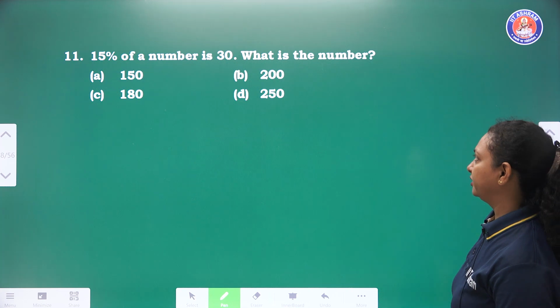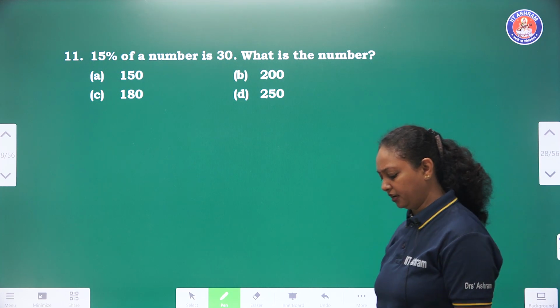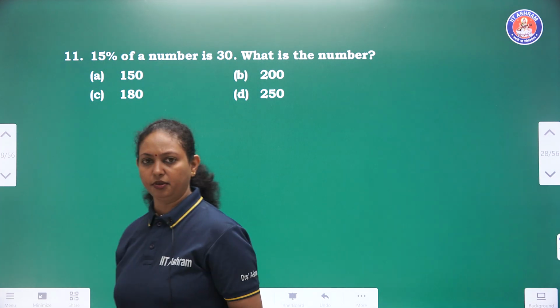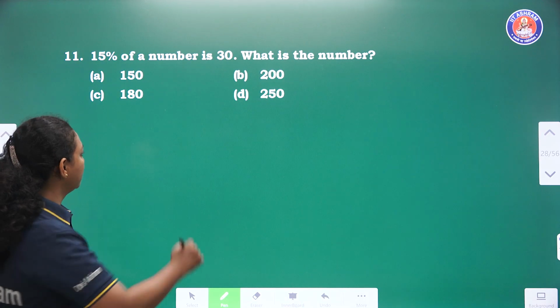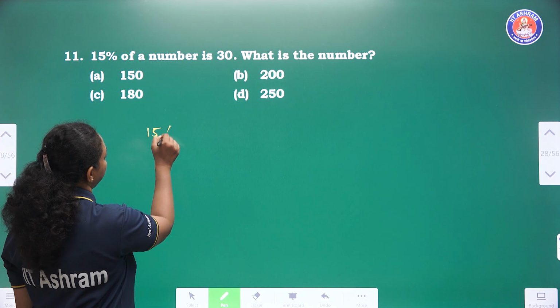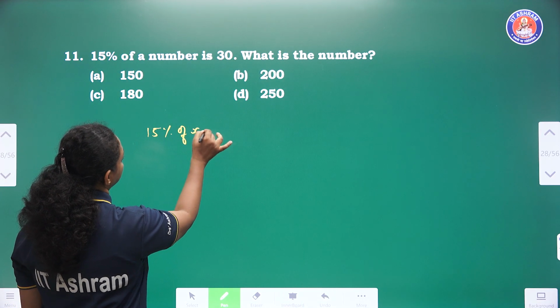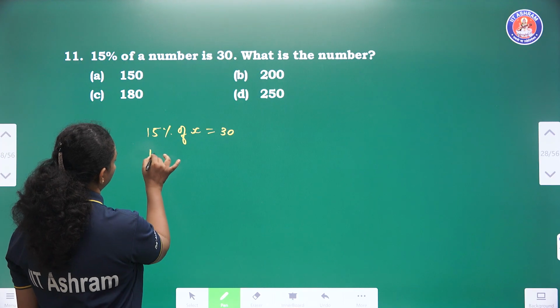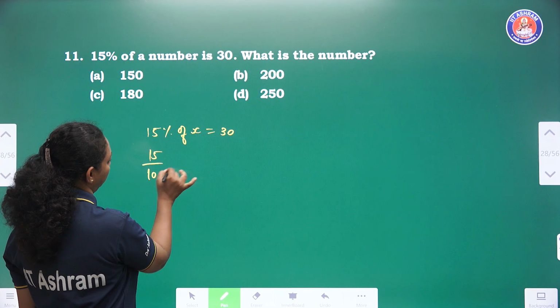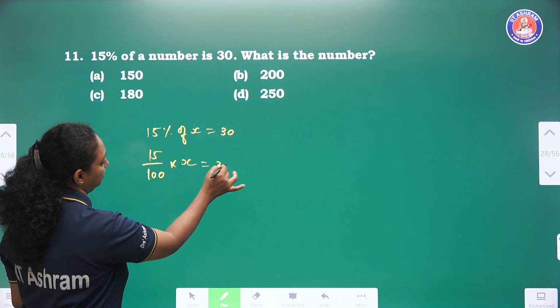15% of a number is 30. What is that number? It's so simple. अगर 15% किसी भी number के, मान लेते number is x, so we just simply write that 15% of x is equal to 30. So we write 15% as 15 out of 100 of x is equal to 30.